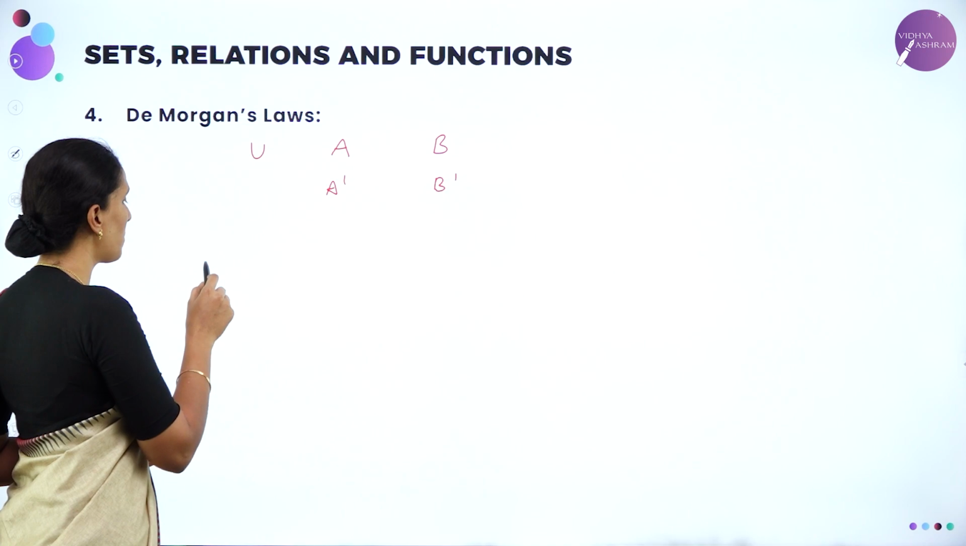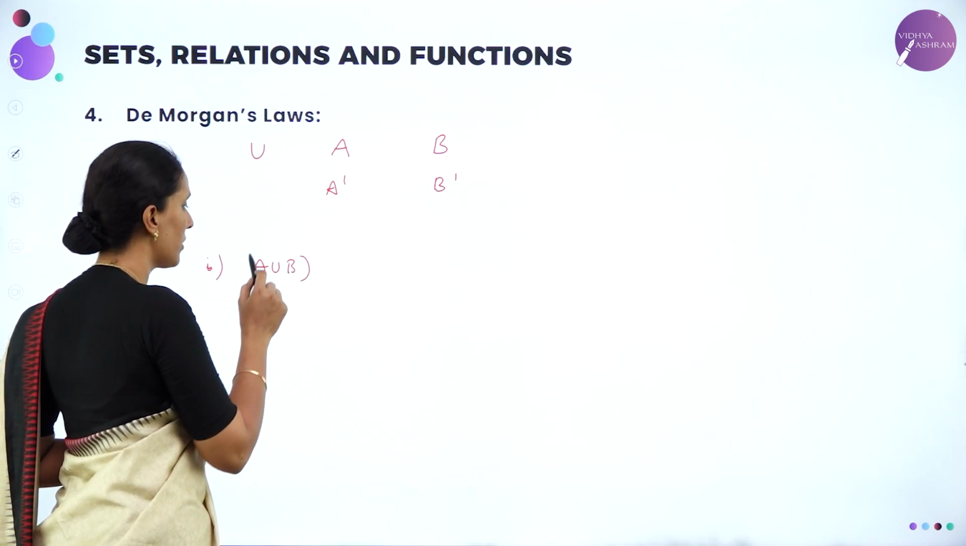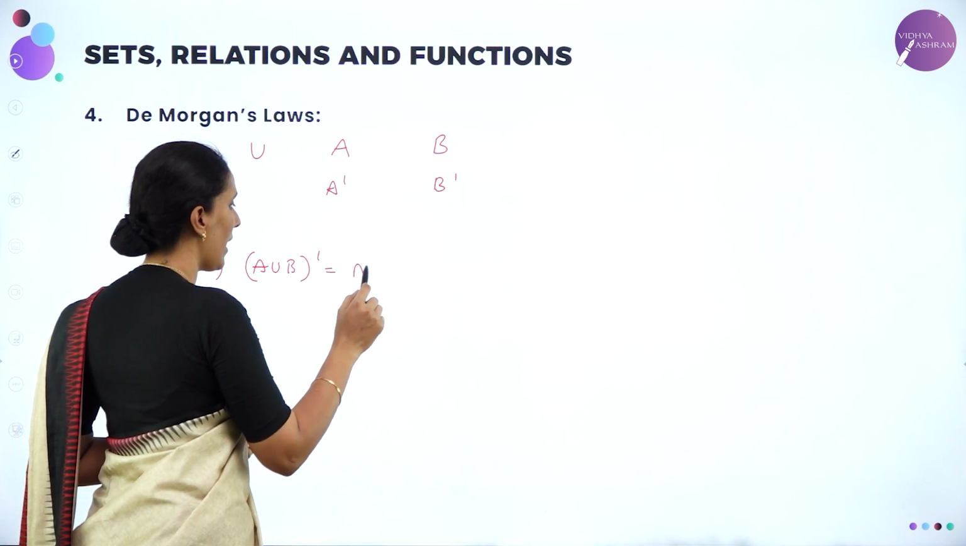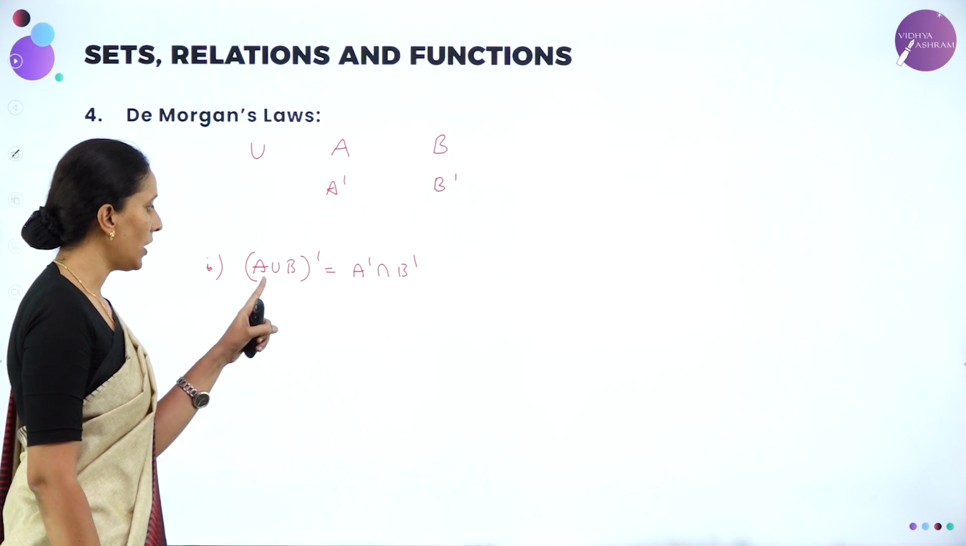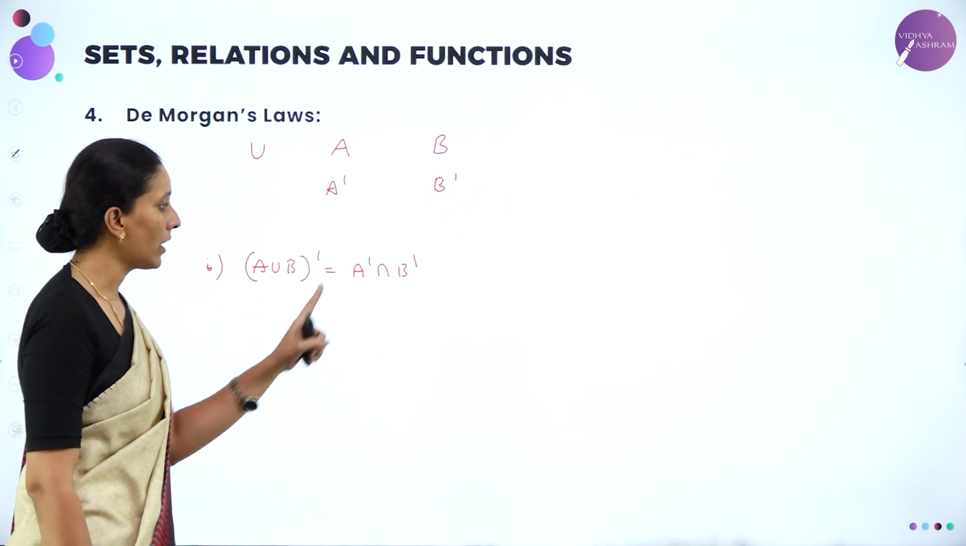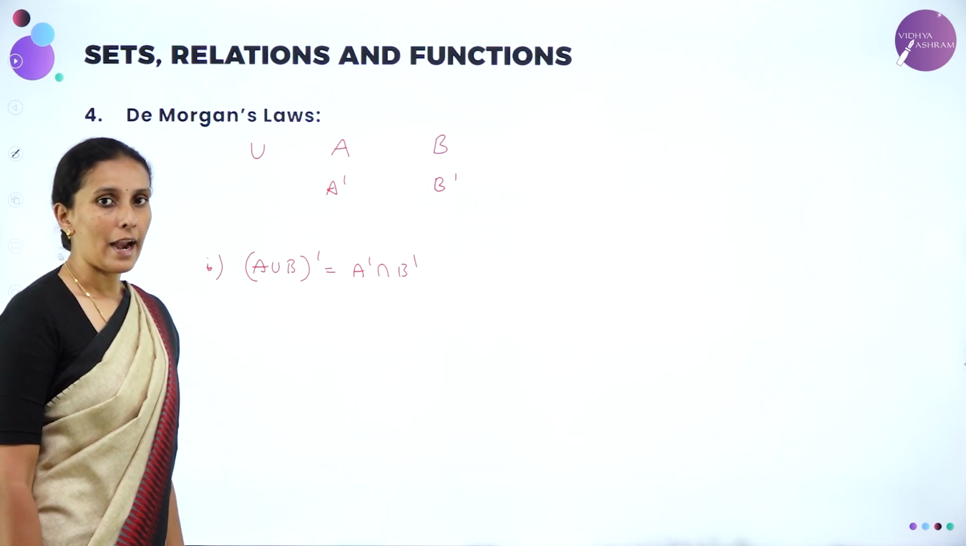De Morgan's first property says that (A union B) whole dash is equal to A dash intersection B dash. That is, the complement of A union B is nothing but the intersection of the complements of A and B.